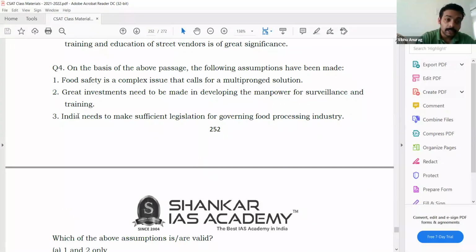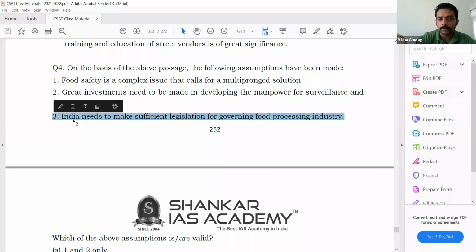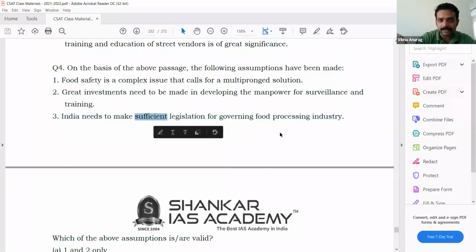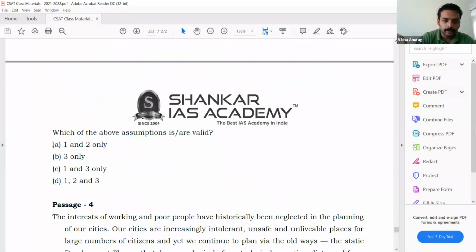Third one, India needs to make sufficient legislation for governing food processing industry. The author talks about regulation, not about legislation. Legislation is lawmaking. There is no mention of making laws. So only 1 and 2. That is option A.